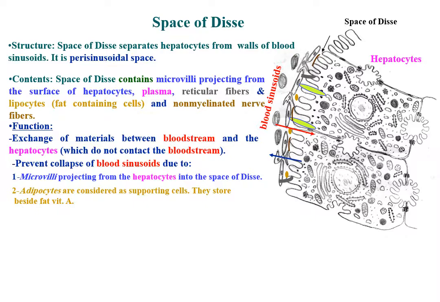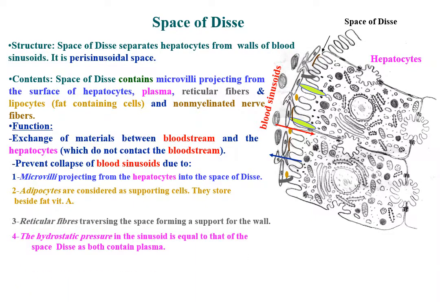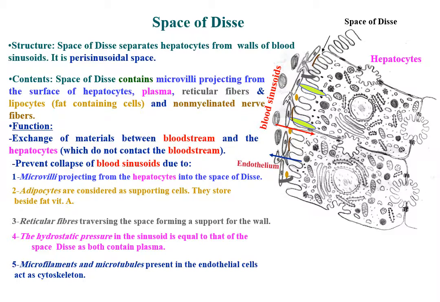Adipocytes are considered supporting cells. They store, besides fat, vitamin A. Reticular fibers traverse the space, forming a support for the wall. The hydrostatic pressure in the sinusoid is equal to that of the space of Disse, as both contain plasma. Microfilaments and microtubules present in the endothelial cells act as cytoskeleton.